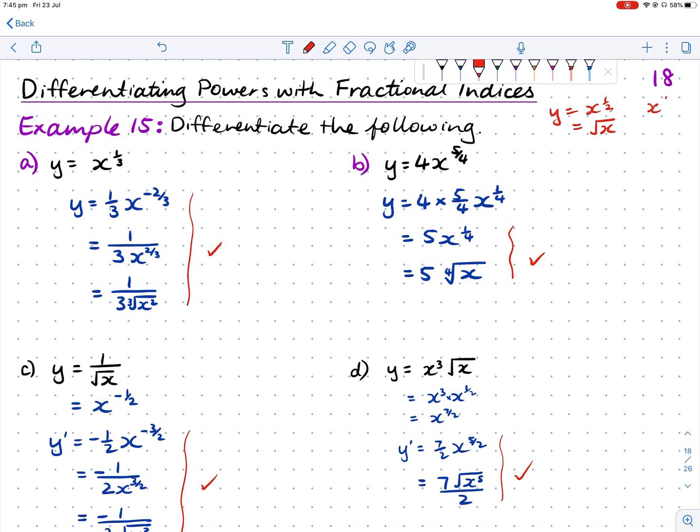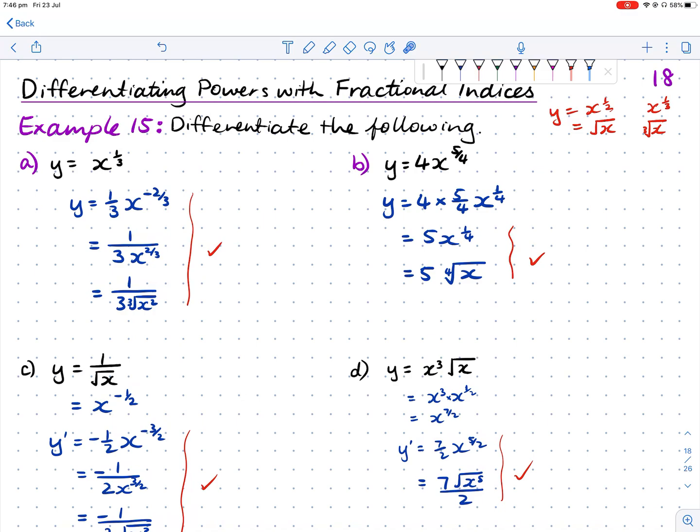If you've got a third, a 3 in the denominator, then that's a cube root. So there'll be a bit of manipulation back and forth between the radical form and the fractional index form. So let's have a look at a couple of questions. We're going to differentiate the following expressions.